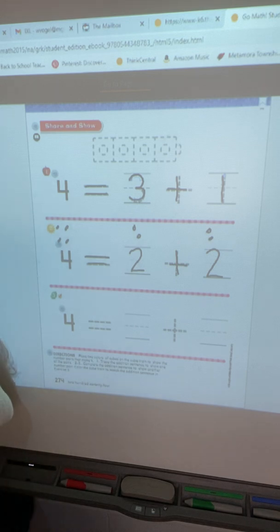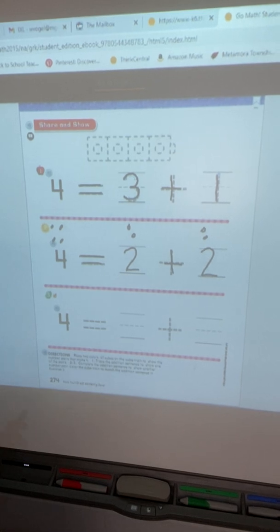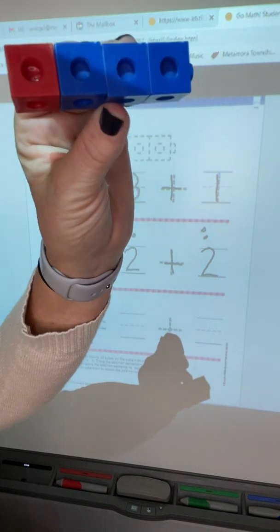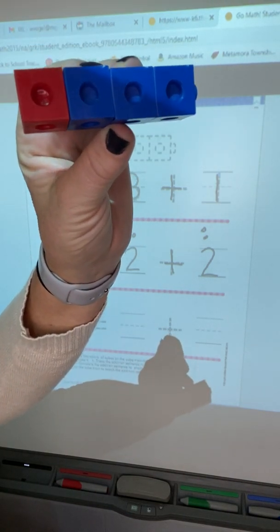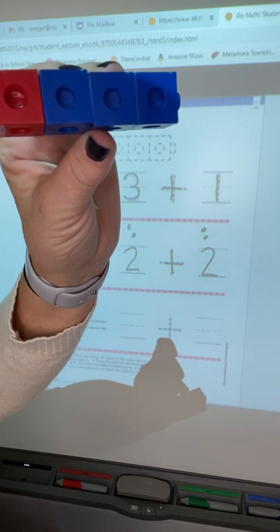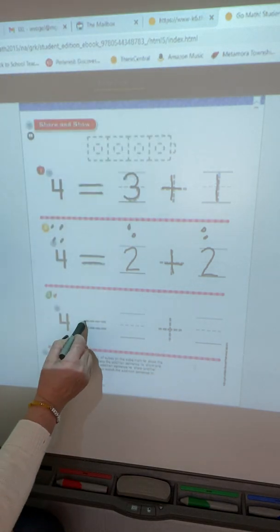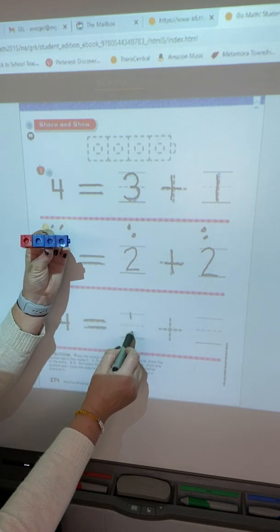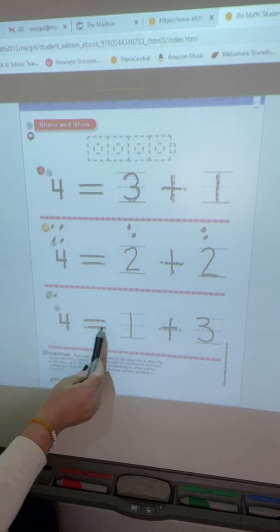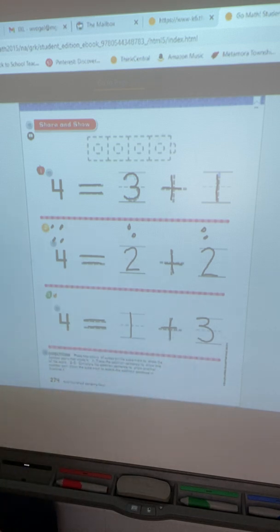Is that making sense? Let's try another one. 4 is equal to something plus something. Okay, so we have to come up with two numbers that would equal 4. Let's try this one. How many reds plus how many blues? You're right. 4 is equal to 1 red and 3 blues. 4 equals 1 plus 3.